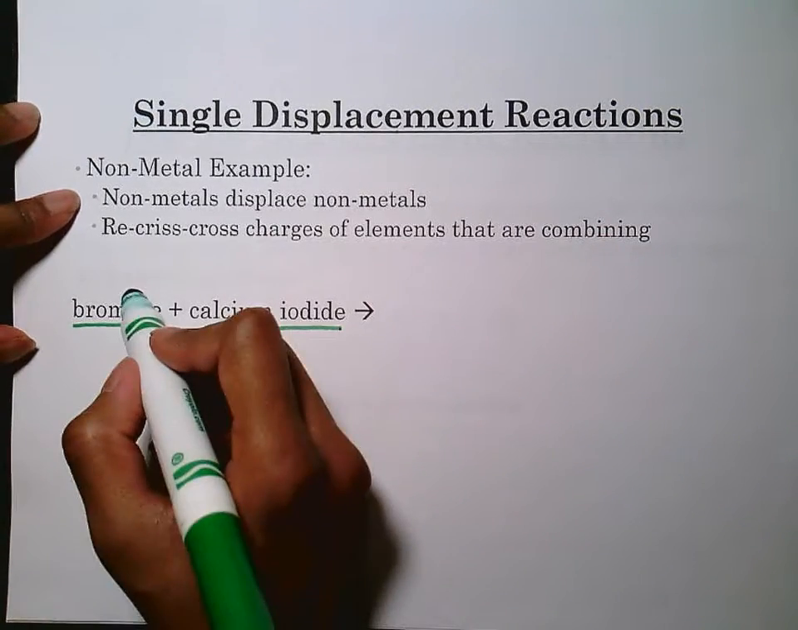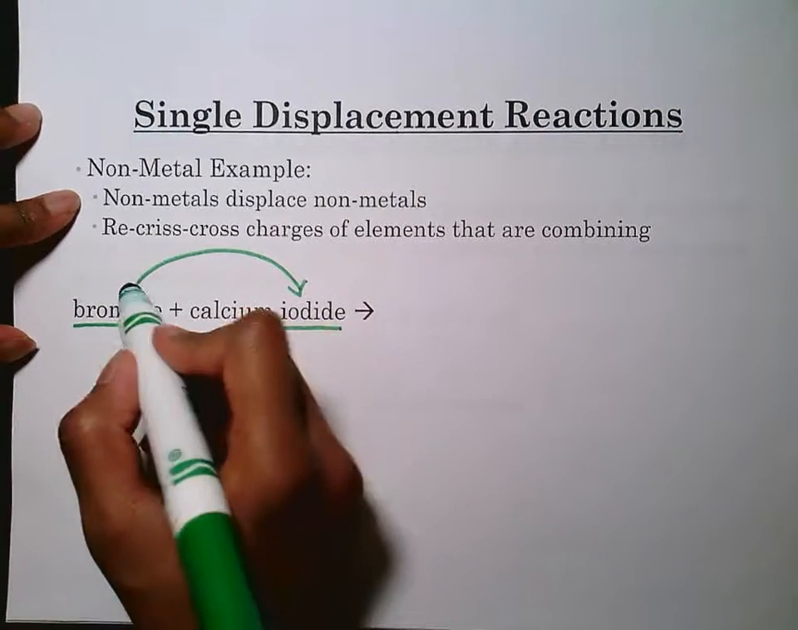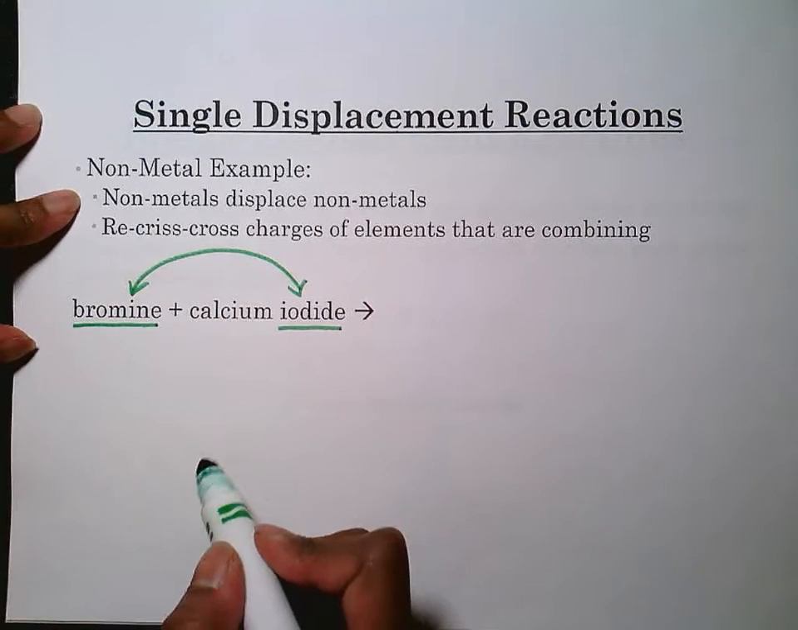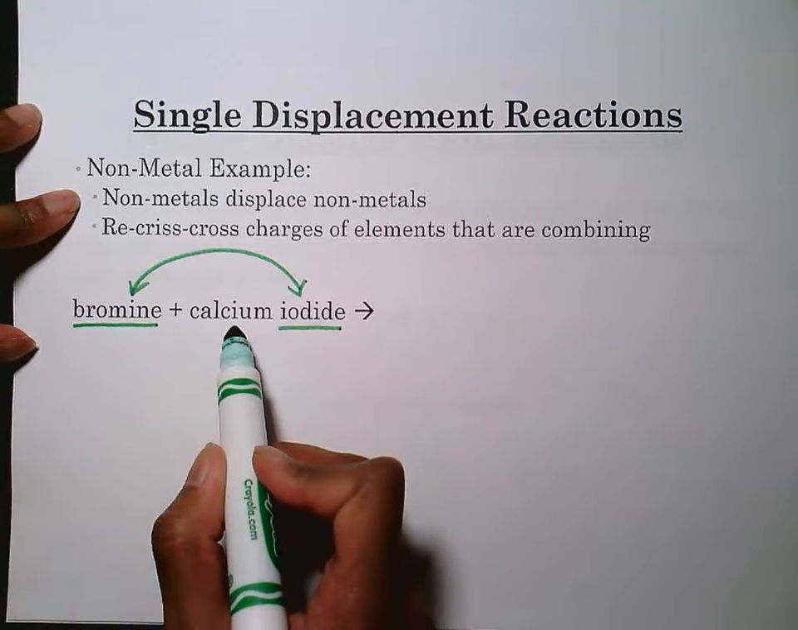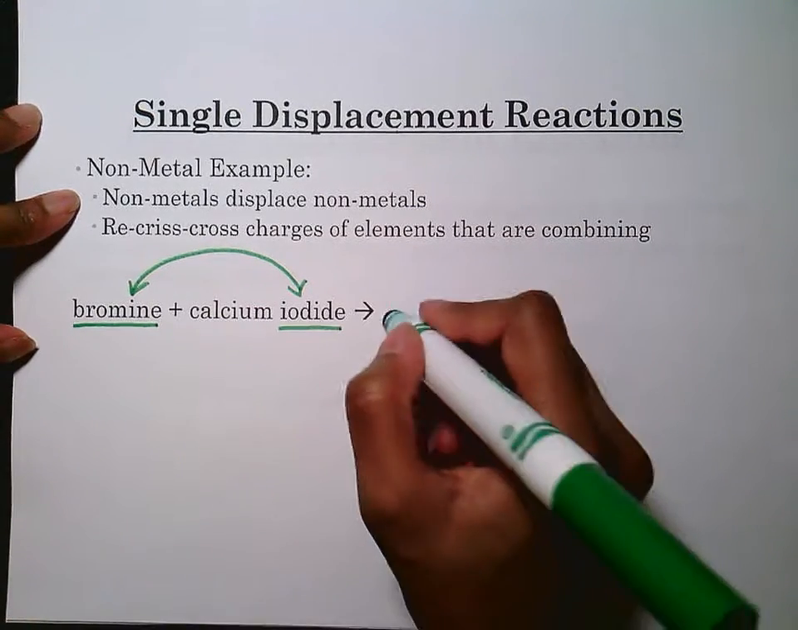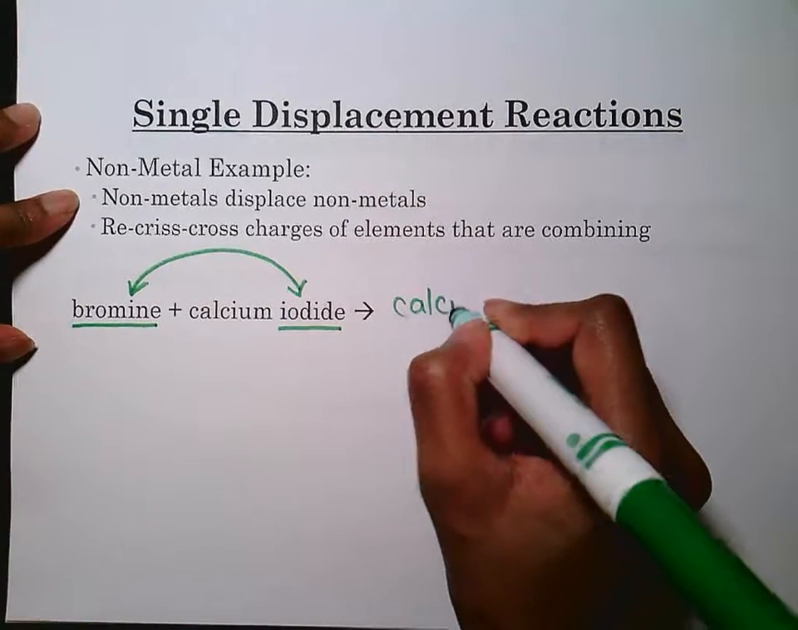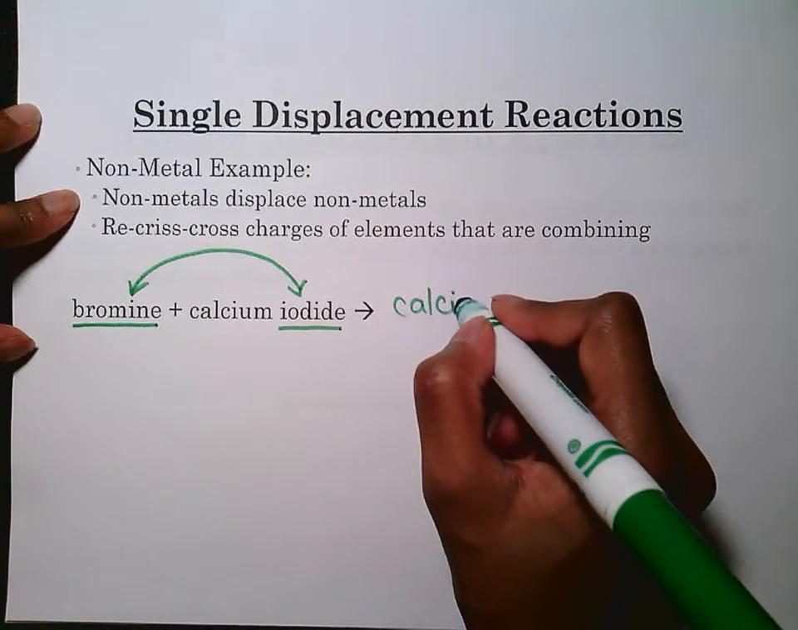So these guys are going to flip. So what I should be left with is the calcium and the bromine. So that's calcium bromide. So metals get written first.